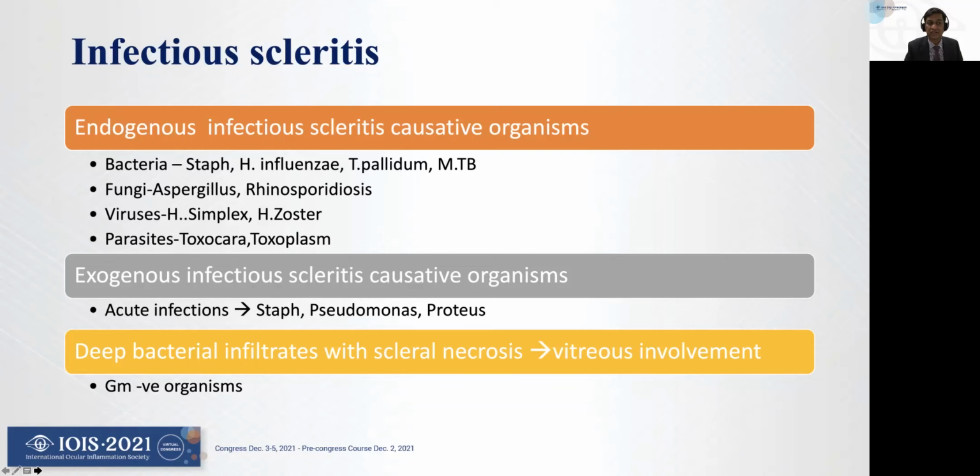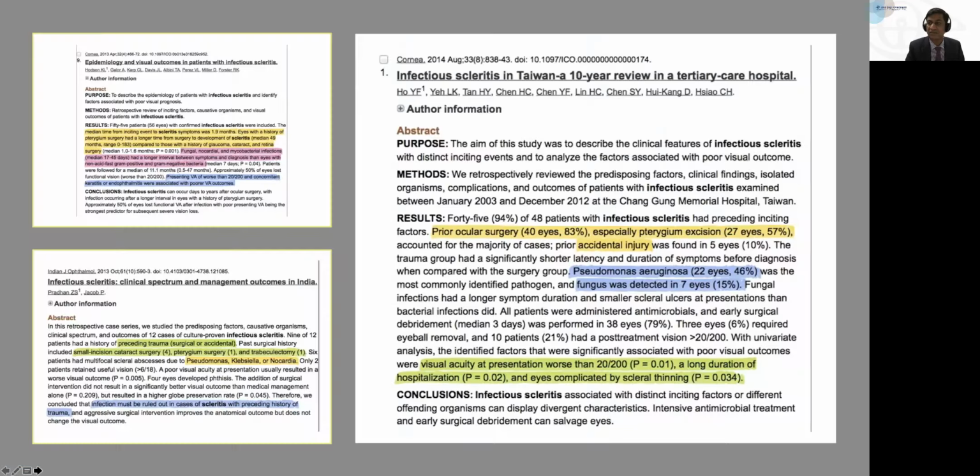When it comes to endogenous infectious scleritis, the organisms can be bacterial, such as Staph, Haemophilus influenzae, Treponema pallidum, or Mycobacterium TB; fungal, such as aspergillosis or rhinosporidiosis; viruses such as varicella, herpes simplex or herpes zoster; or Toxocara or Toxoplasma. Exogenous infections can be Staph, Pseudomonas, or Proteus, with deep bacterial infiltrate from gram-negative organisms.